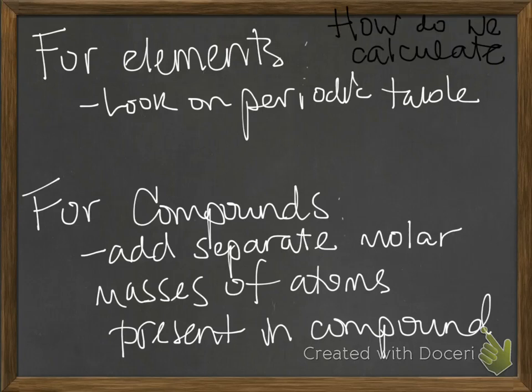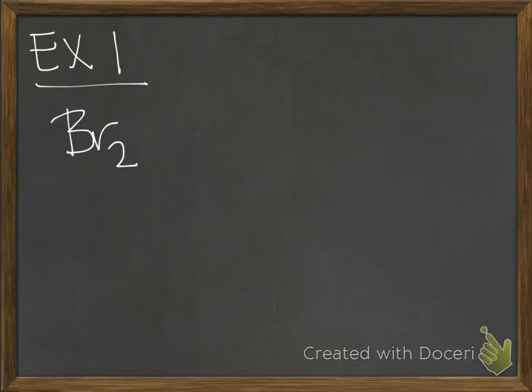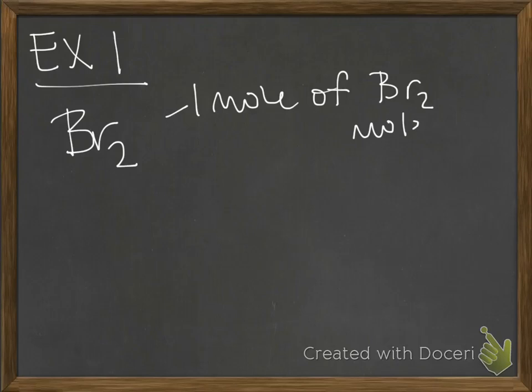Okay, so I have to look at what all my atoms are, find their separate molar masses, and then add them all up. Okay, so let's do a couple examples. So let's say I have the molecule bromine, and I want to find the molar mass of bromine. So 1 mole of bromine molecules.